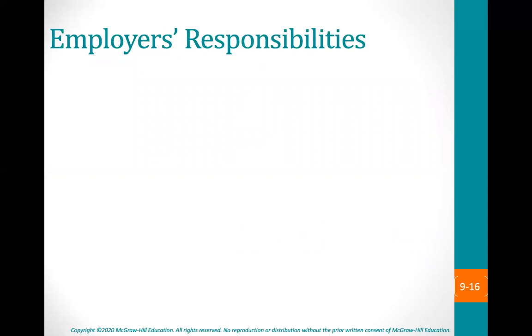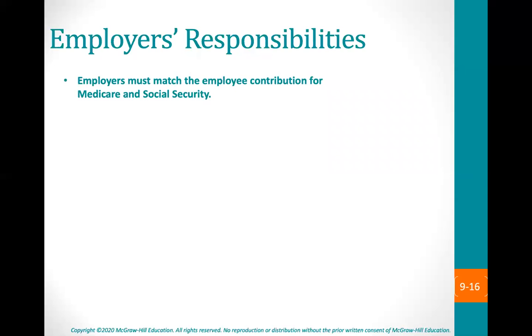Next, employer's responsibilities. An employer must match the employee contribution from Medicare and Social Security. So employers have to pay the 6.2% and the 1.45% on the same wages that the employee does. So if you've already calculated the employee withholdings for Social Security and Medicare, the employer portion is the same. Employers also have to pay 2 taxes that employees do not. They're solely employer responsibilities. Those are FUTA and SUTA.